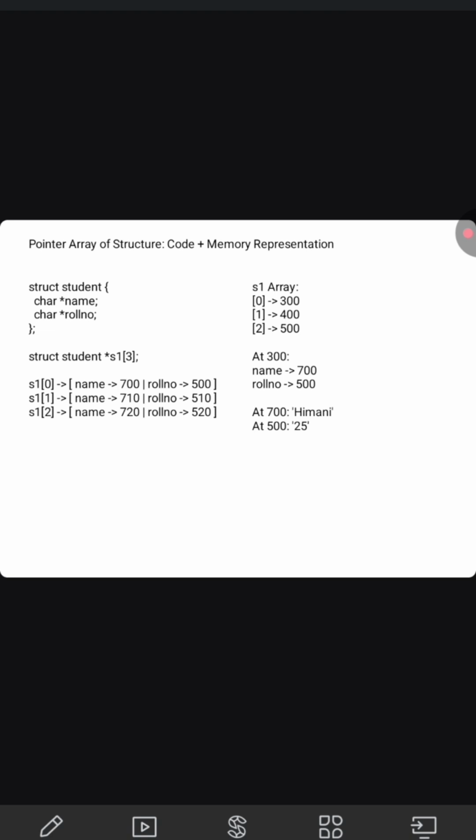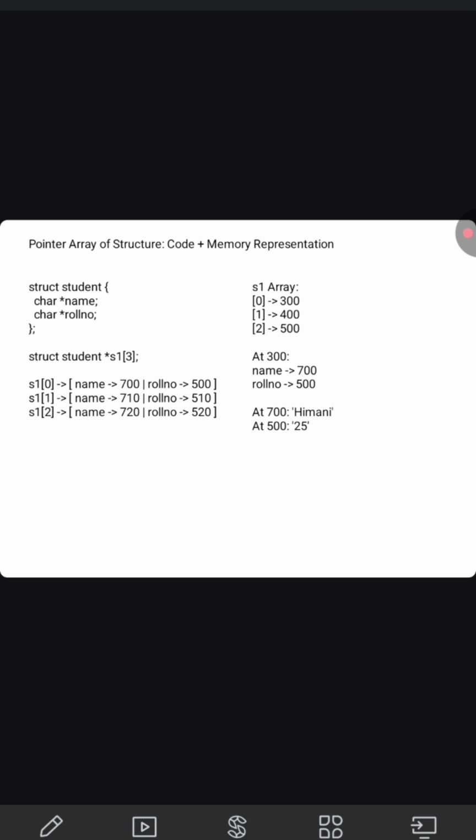So as we can see on the left side now, s1[0] has name 700 and roll number 500. Then s1[1] has name 710 and roll number 510. And 710 in turn will have some string value, and 510 will have some integer or string value. So in this way, s1 is an array from 0 to whatever the size of the array is, whose elements are pointers towards the structures. Then the structure itself contains two pointers for the corresponding string values, and those addresses contain the actual values.